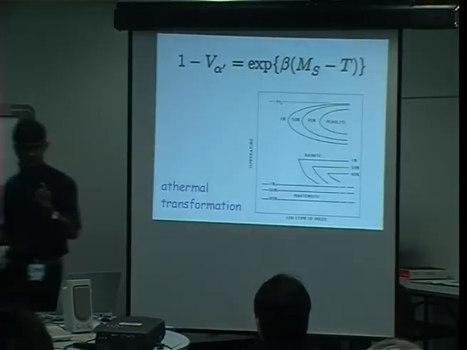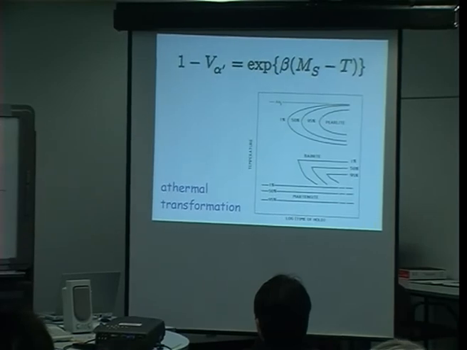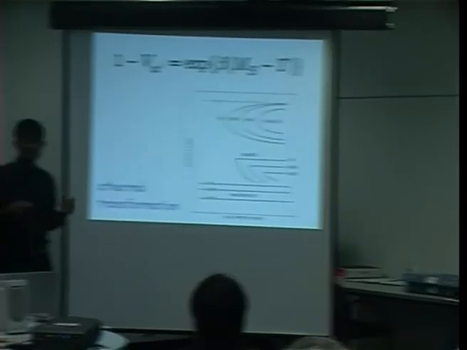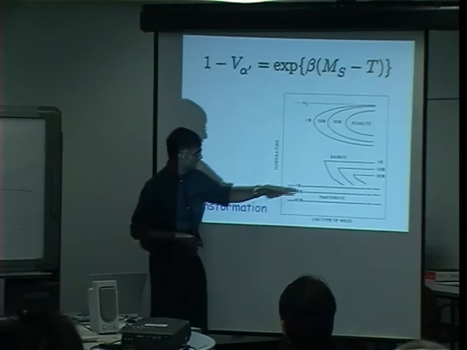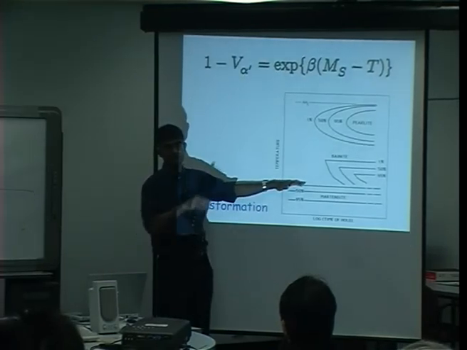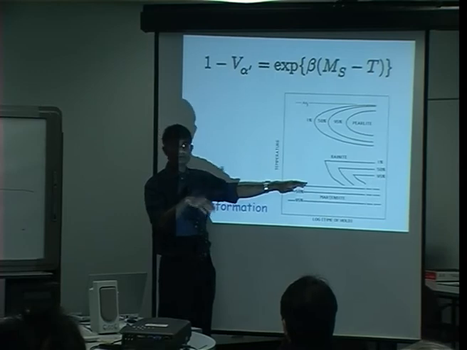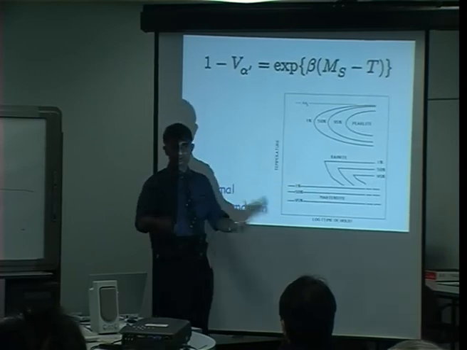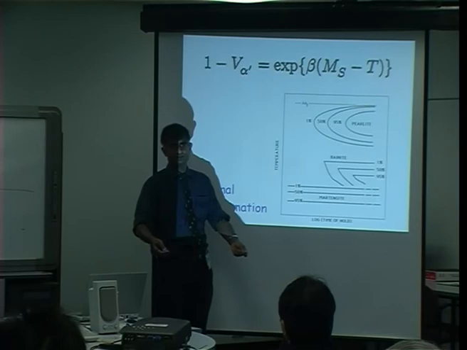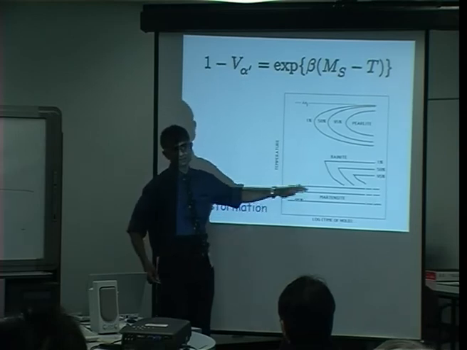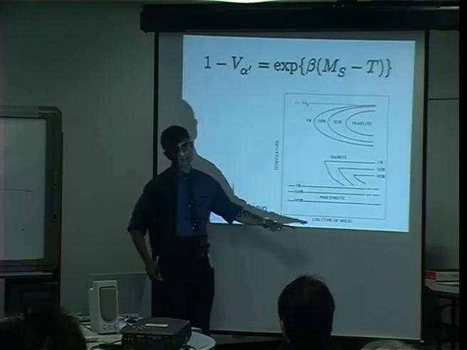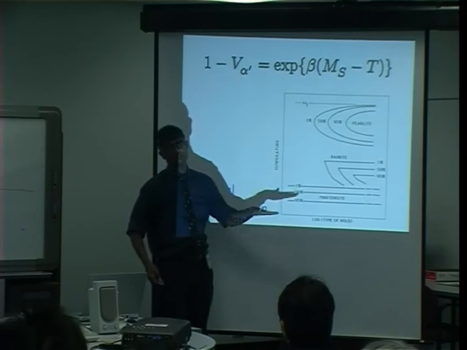But the origin of this equation is based on nucleation theory. When I'm at a certain undercooling, I've got a certain number of defects which are active. I have to go to a higher undercooling to activate further, less effective defects, and so on. That's the reason why we increase the fraction as we go down in temperature, but not at constant temperature.